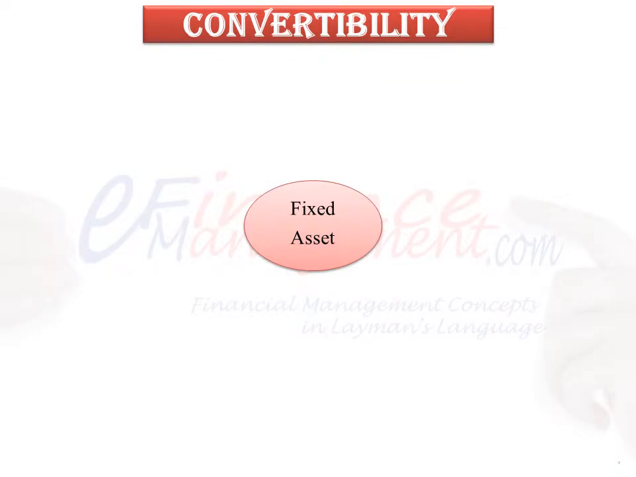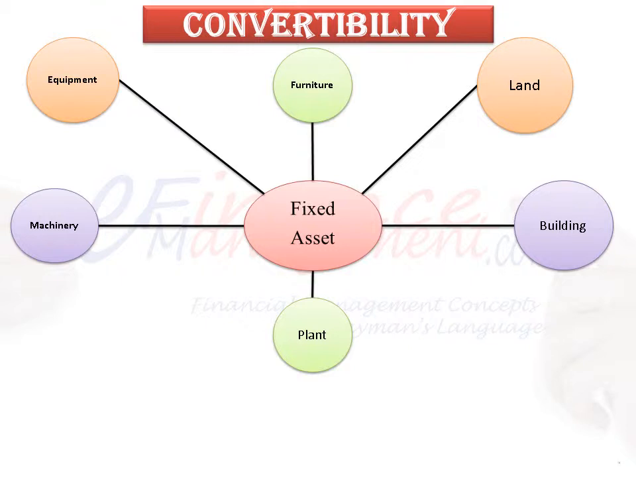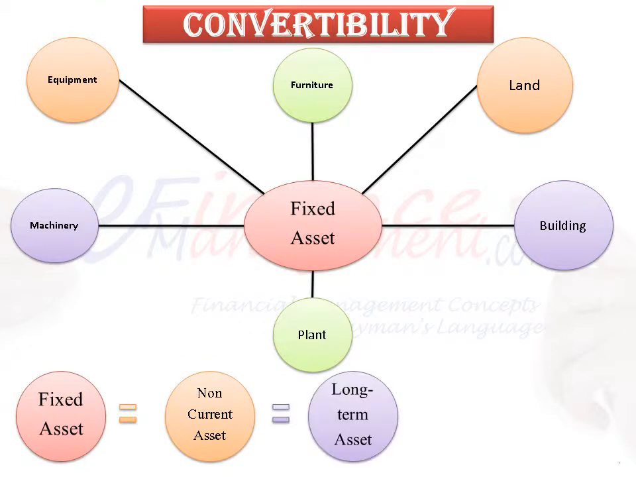Fixed assets are of a fixed nature in the context that they are not readily convertible into cash. They require elaborate procedure and time for their sale and conversion into cash. Land, building, plant, machinery, equipment, and furniture are some examples of fixed assets. Other names used for fixed assets are non-current assets, long-term assets, or hard assets. Generally, the value of fixed assets reduces over a period of time, known as depreciation.